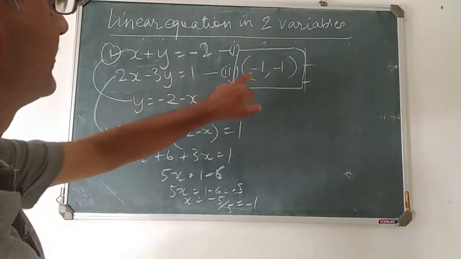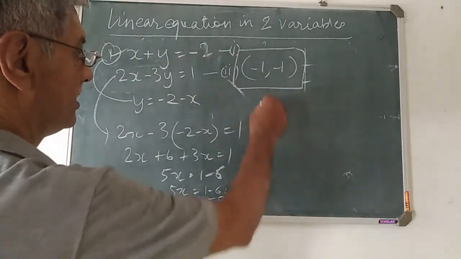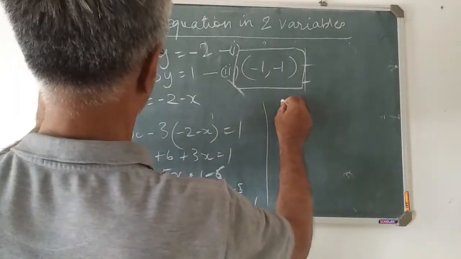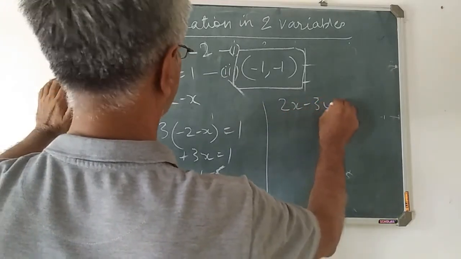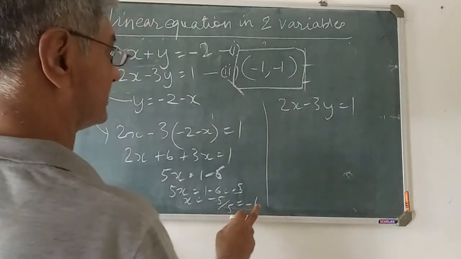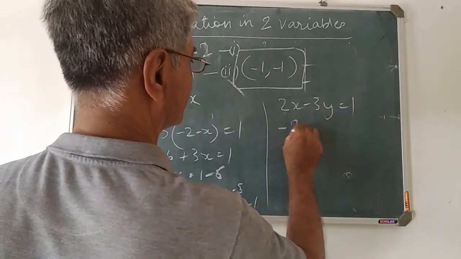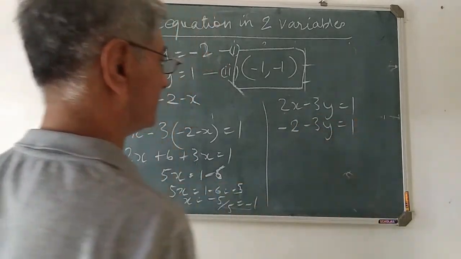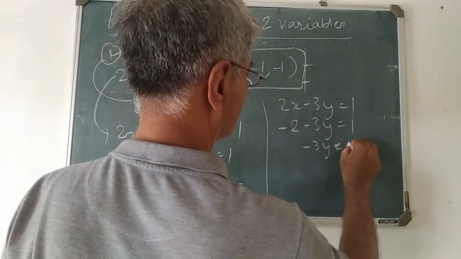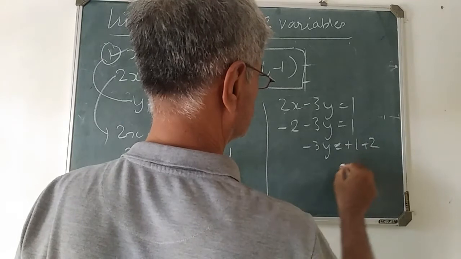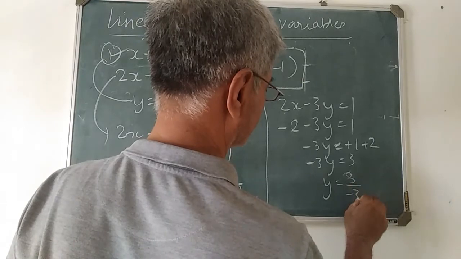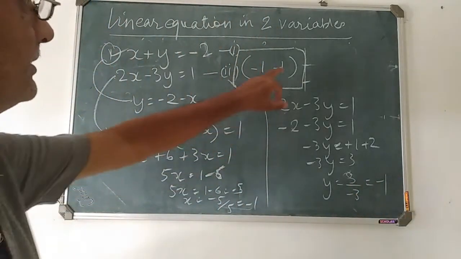Now let us check whether we can get this answer also, y also. Let us put this here, or let us put it here, whichever you want. 2x minus 3y is equal to 1. Okay, so we have got x is equal to minus 1. So 2 into minus 1 is minus 2, minus 3y is equal to 1. So minus 3y is equal to, this comes here, so it becomes plus 1 plus 2. So minus 3y is equal to 3. So y is equal to 3 upon minus 3, which is equal to minus 1. We already got it here.